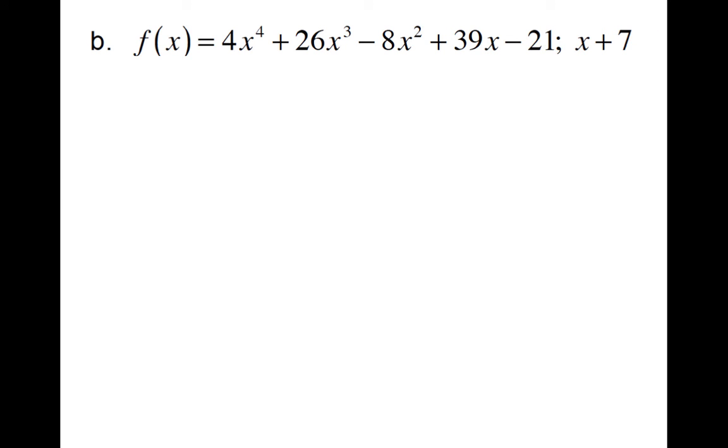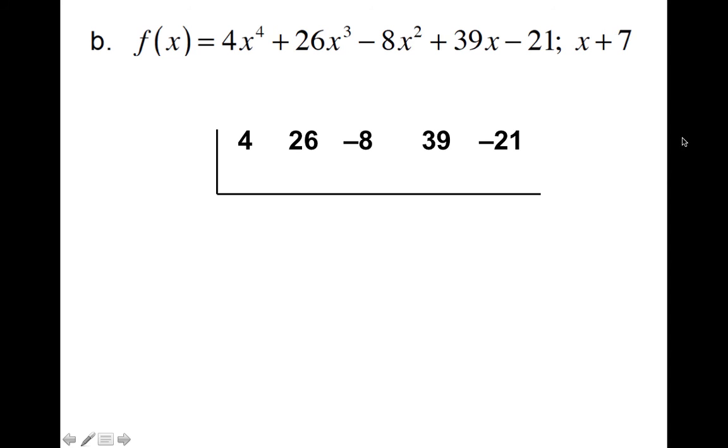For part B, this time we are synthetically dividing by x plus 7 into this polynomial. Notice we have an exponent of 4, 3, 2, 1, and no x's, so we don't have any missing terms. So our coefficients are 4, 26, negative 8, 39, and negative 21. We are synthetically dividing, so we set this to 0, and we get negative 7.